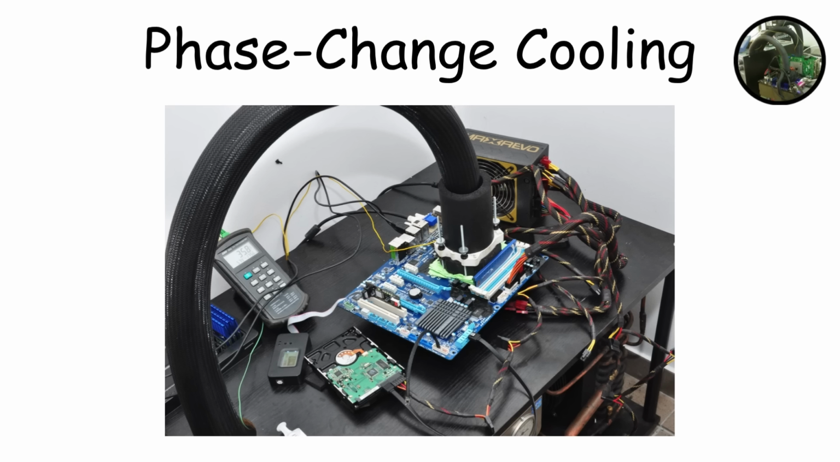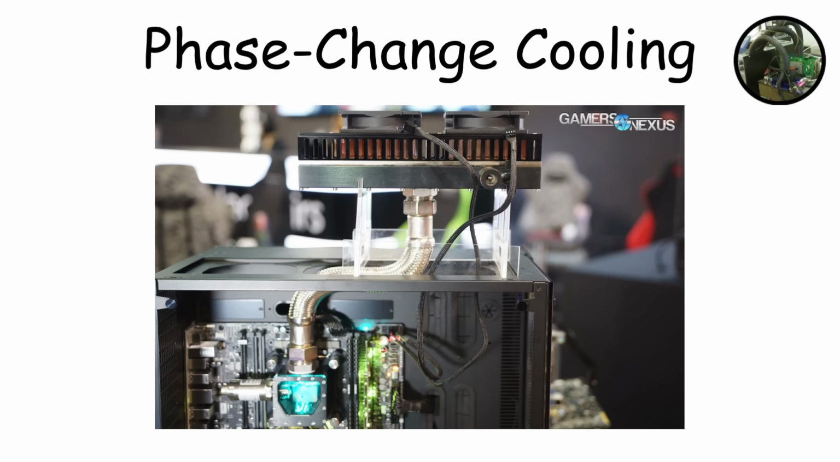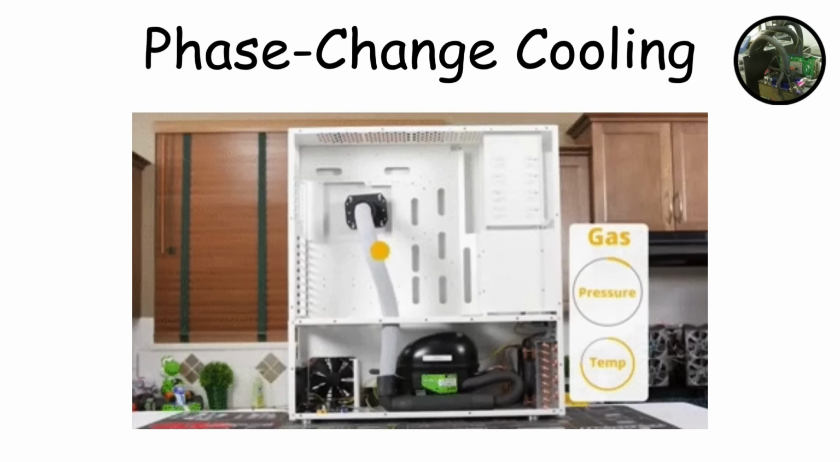Phase change cooling. This is refrigeration-level cooling for central processing units of computers. A phase change system works like an air conditioner where a compressor pushes refrigerant through a closed loop.